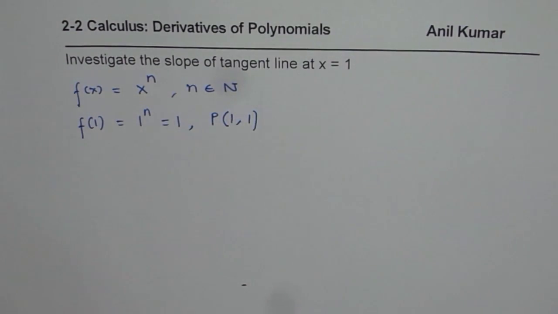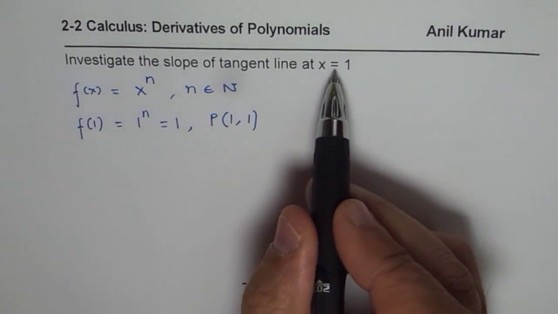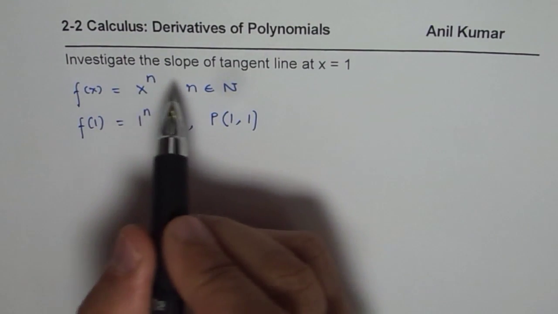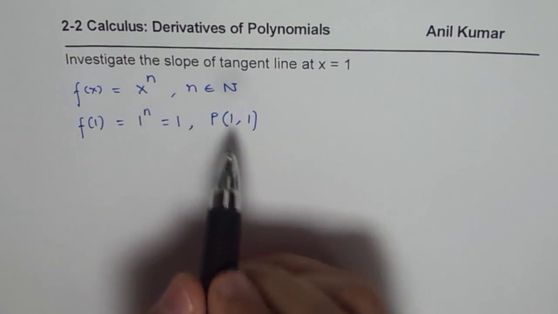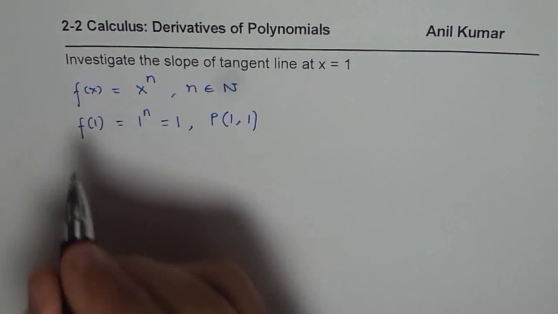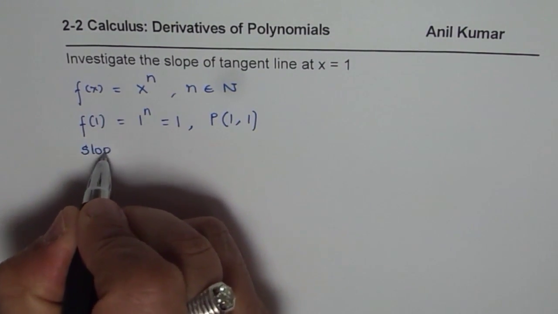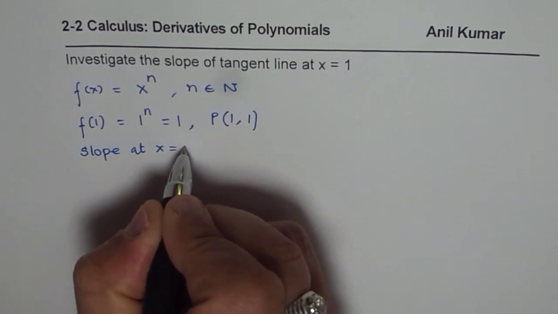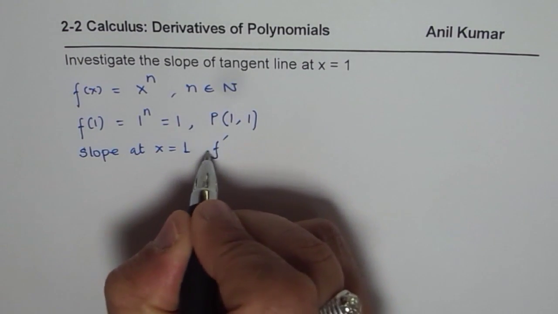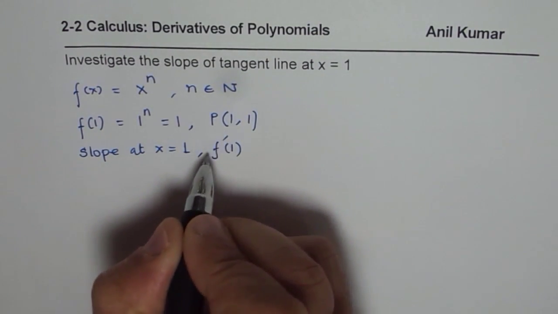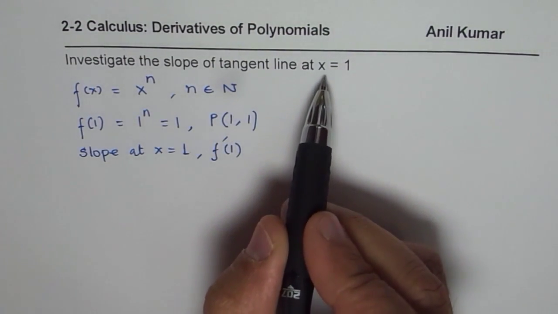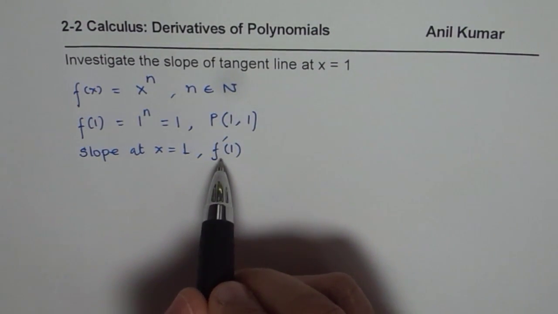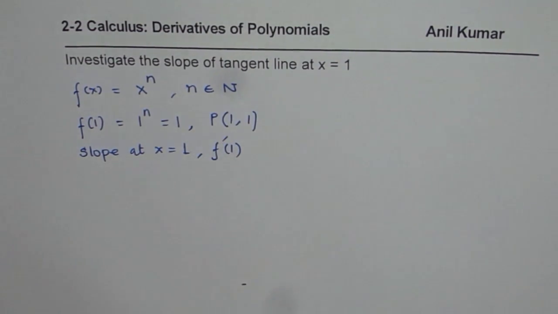So the polynomial could be of any degree n. We'll consider point (1, 1) on that polynomial and investigate the slope. Why slope? Slope represents the derivative at that point for the polynomial, right? So we'll investigate slope at x equals 1, and slope really means f dash of 1, right? Slope at 1, so the derivative on the graph of the polynomial at x equals 1, which could be represented as f dash 1, right? So the value of the derivative at x equals 1 gives us the slope at that particular point.